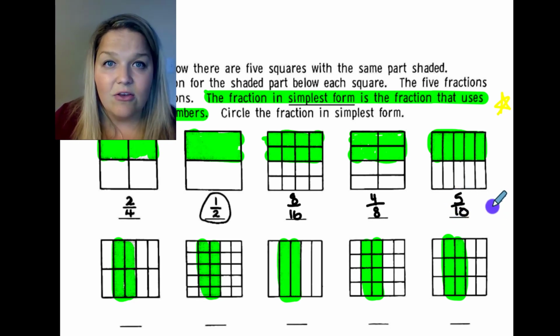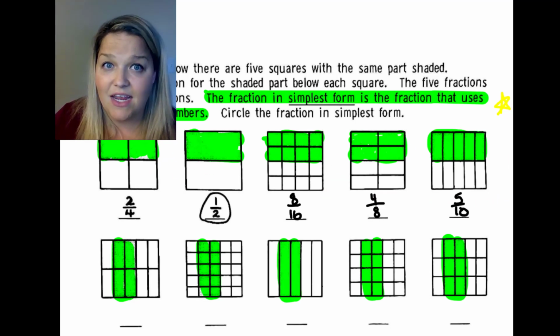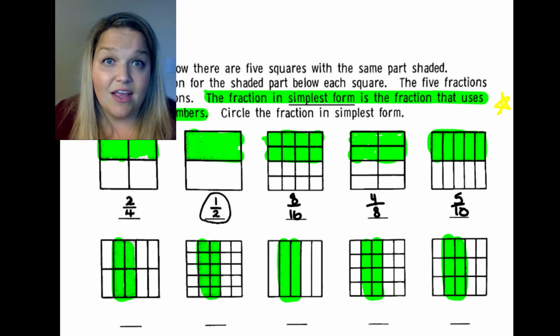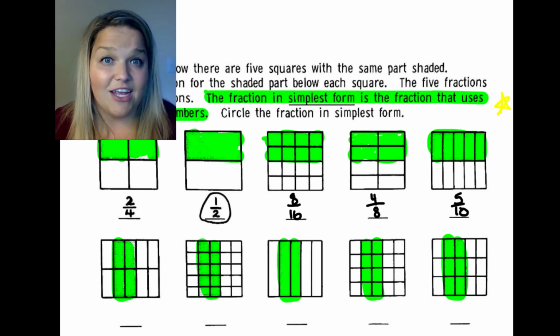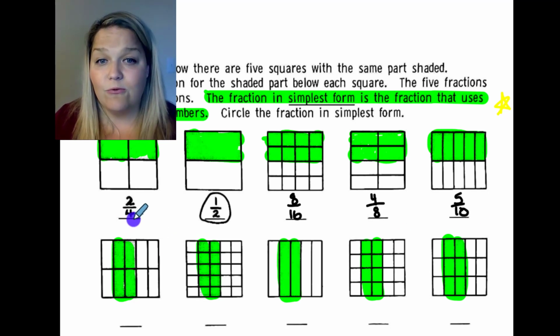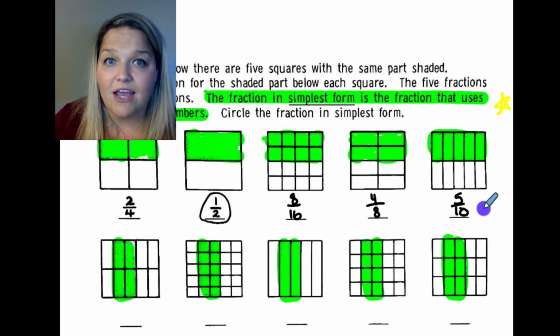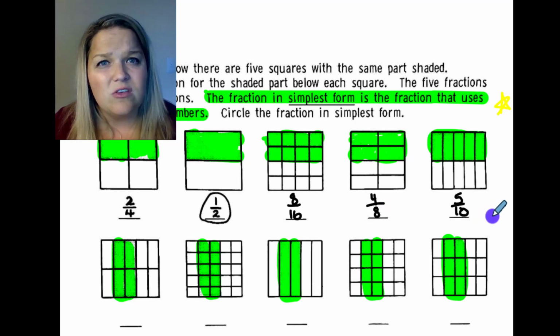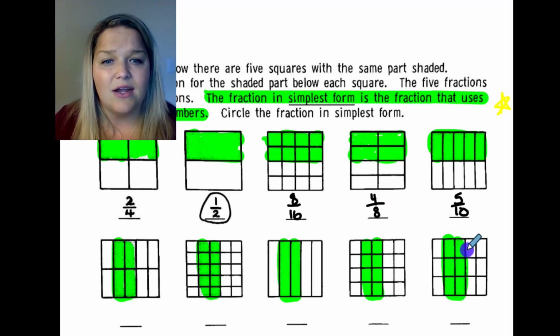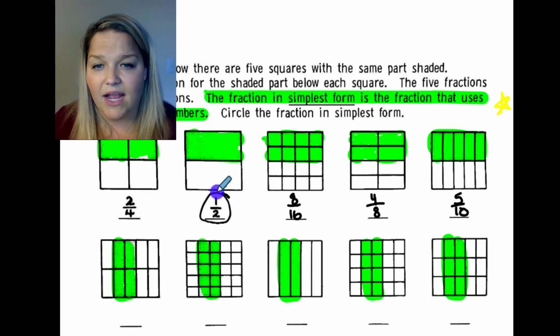So again, notice all of these squares have the same quantity shaded, but they gave it a nickname. They gave it a different equivalent name. So 2/4 is equal to 1/2, which is equal to 8/16, which is equal to 4/8, which is equal to 5/10. But what's the most simple way to express that quantity? That would be 1/2.